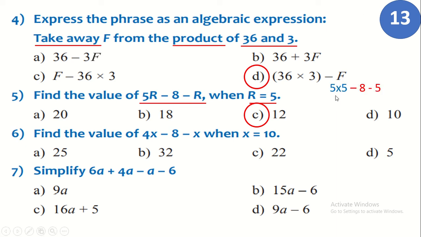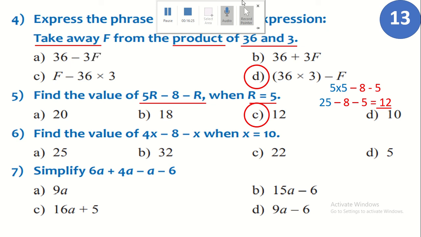Are you sure? Here, 5 times 5, since r is 5, minus 8 minus 5 is 25 minus 8 minus 5. The answer is 12. Correct, students? You multiply first and then you subtract: 25 minus 8, then minus 5. The answer is 12, letter C. Correct?